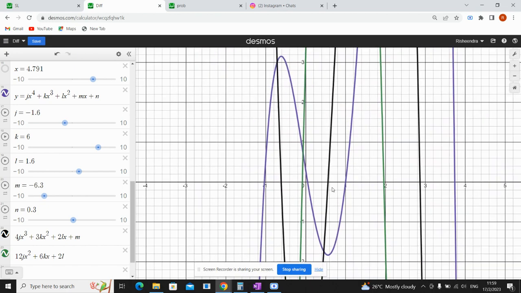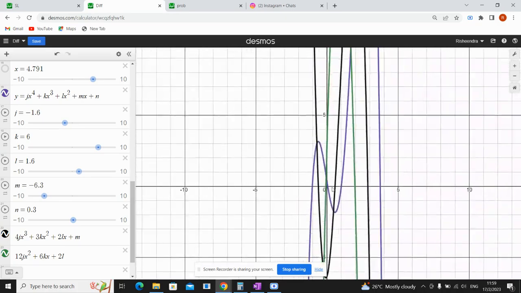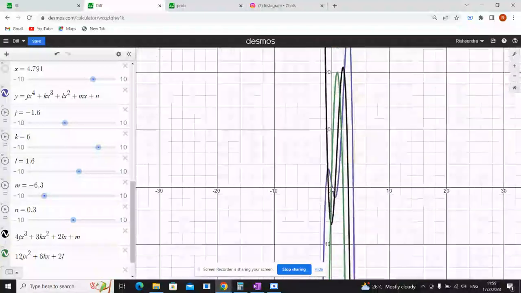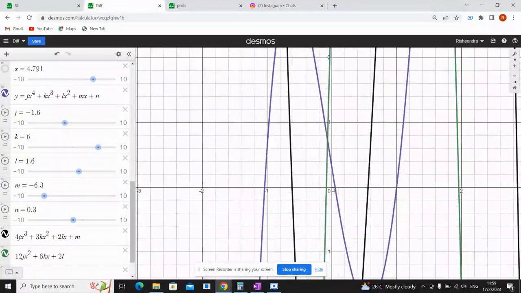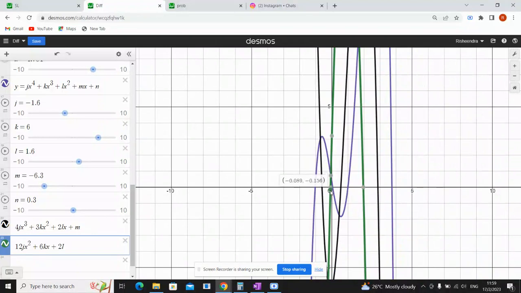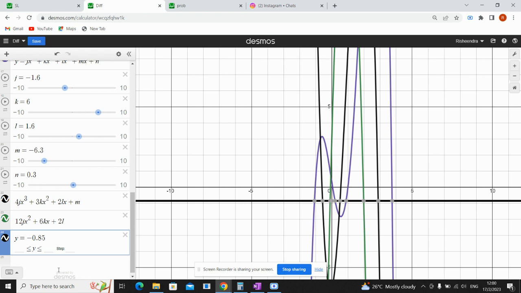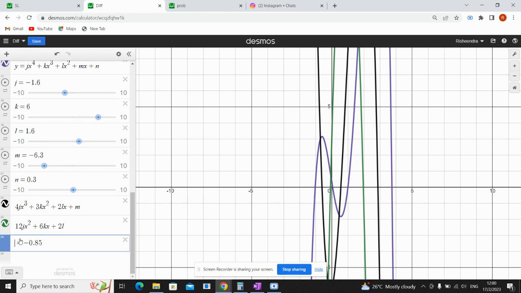Look at this. The double differentiation line is the green line, which is a parabola, which means it has a positive leading coefficient. With the parabola, it has a negative value, which means it has a minimum up to this point. Look at here, minus 0.85. Let me just draw a line, y is equal to minus 0.85.